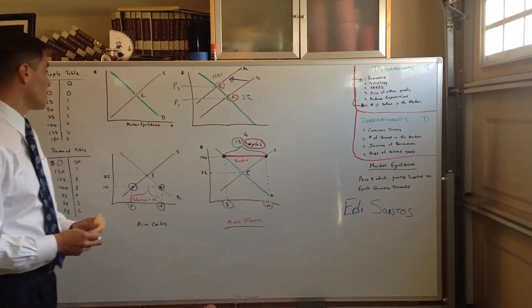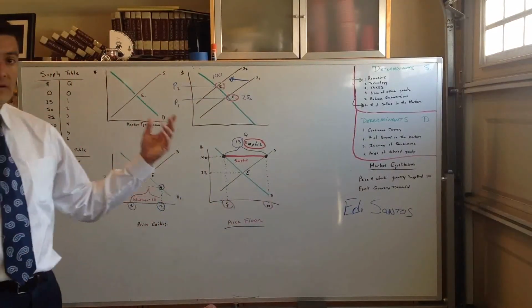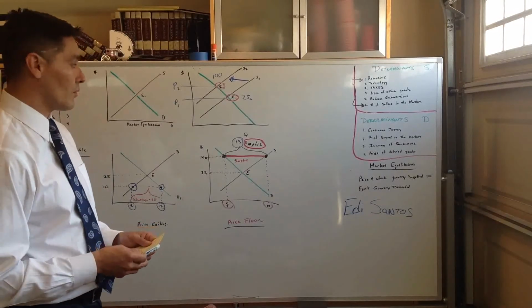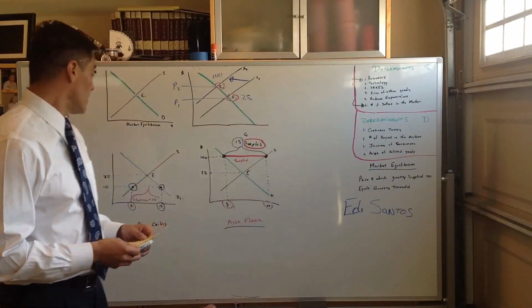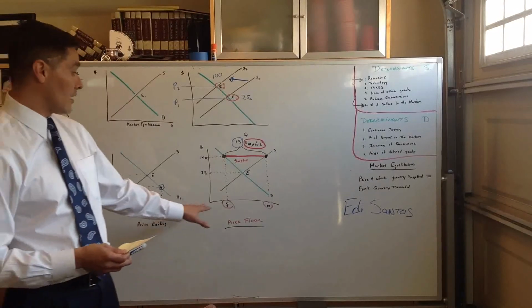So that's my illustration here of the concepts of market equilibrium. We talked about the situation with the limes. It's a real-world situation. We talked about the determinants. We talked about the shortage and explained how that works, and also the surplus.